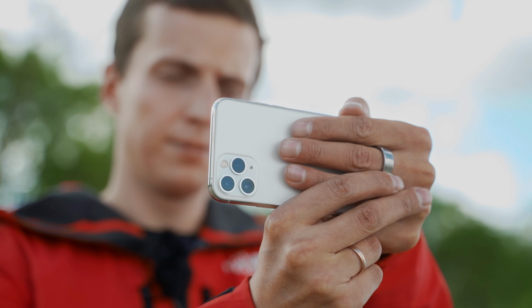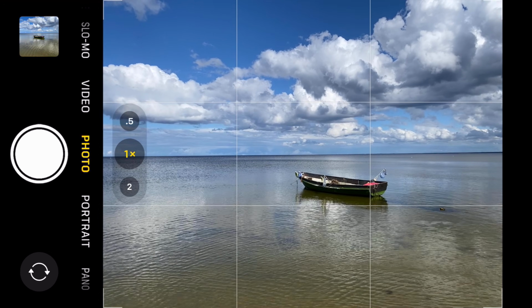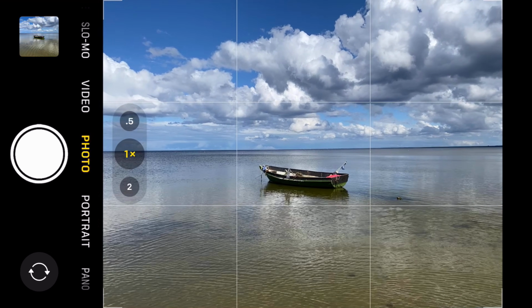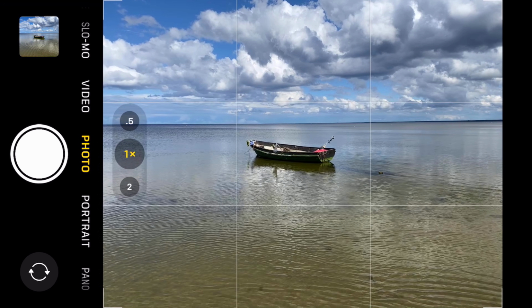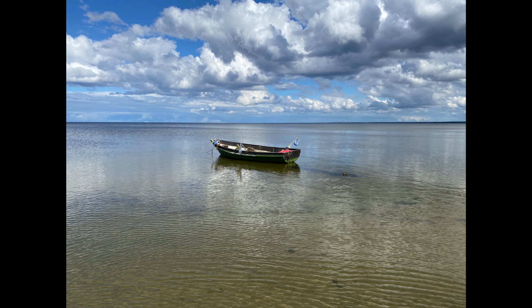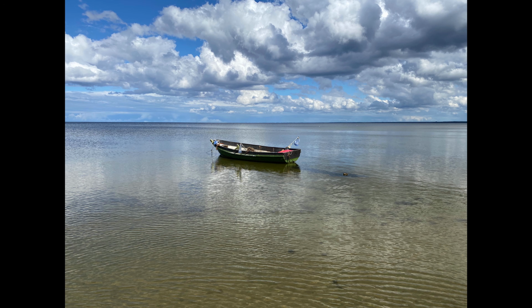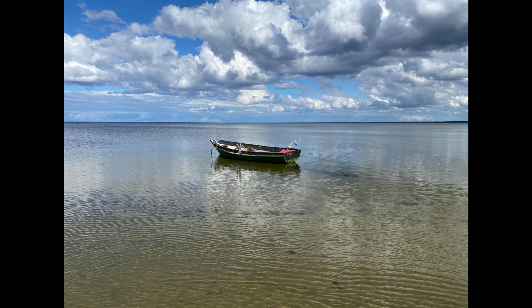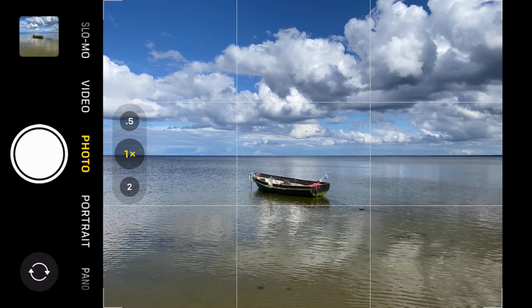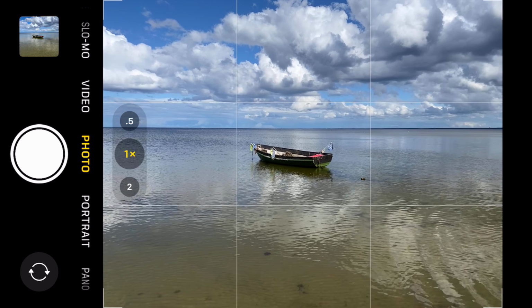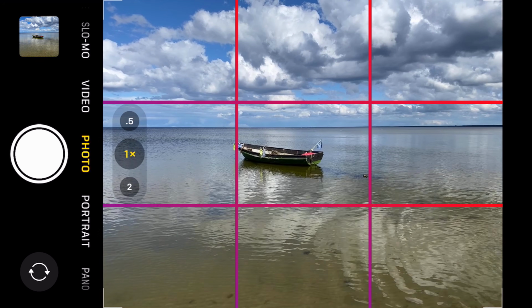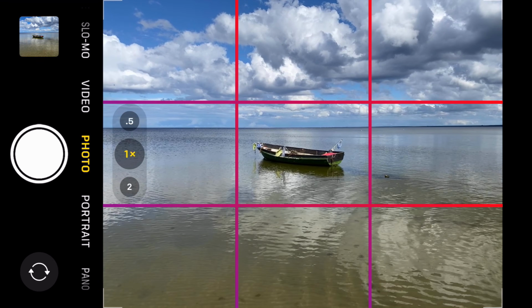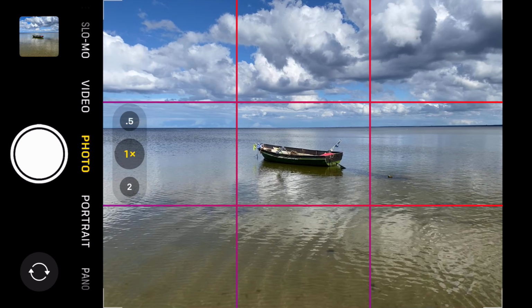So how do I frame up this boat? Well, perhaps the most natural, the most instinctive thing to do would be to simply place the boat in the center of the frame. After all, I'm taking a photo of the boat, why not put it right in the middle, right? Well, that's not what the rule of thirds would suggest. Now, if you look at the screen more carefully, you'll see these two horizontal and two vertical lines, which are the grid lines. And these lines divide the screen into 9 identical squares.